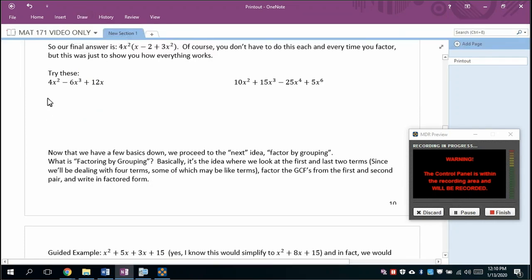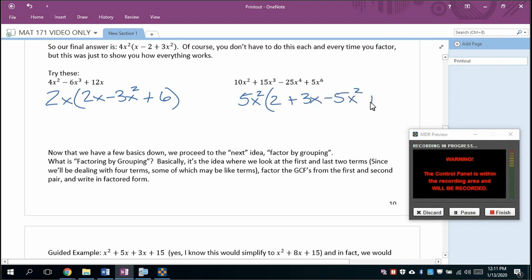So I can only take out a 2x here. So 2x times what is 4x squared? Well, that's 2x, and then that would be minus 3x squared, and then plus 6. And that's factored completely. Now for this one, I could take out a 5x squared out of everything. So 5x squared times 2, then plus 3x minus 5x squared plus x to the fourth.